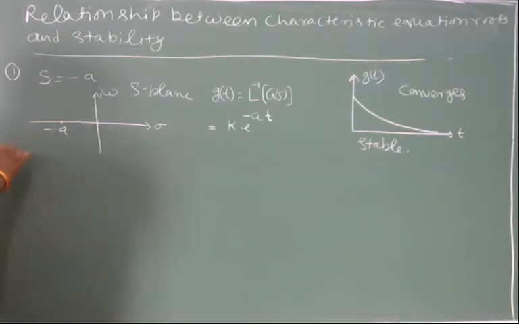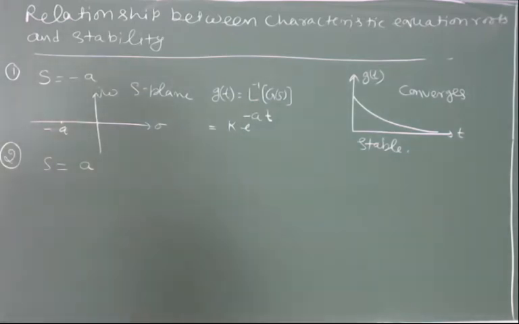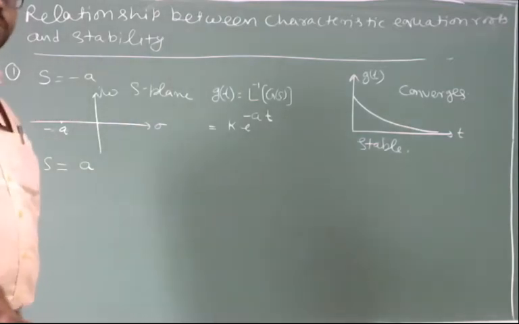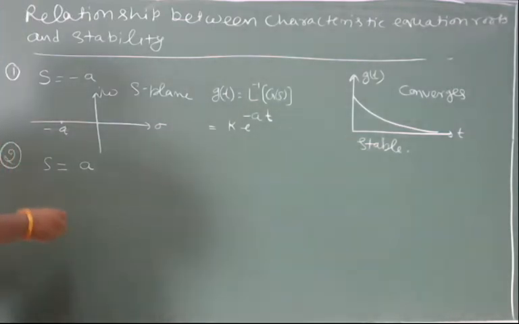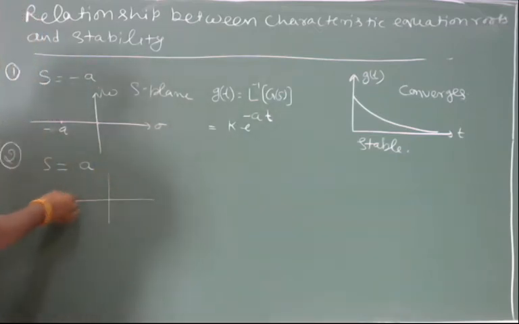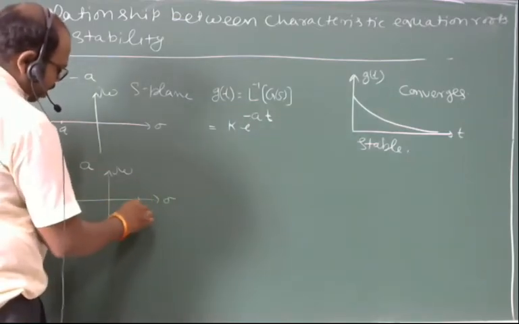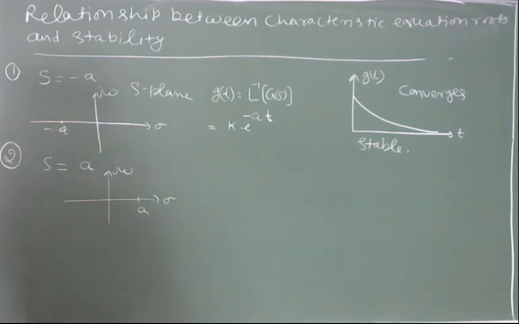Case 2, if the roots lie in the right half of S plane. Roots means poles of the system. Roots of the characteristic equation means poles of the system. So, if the poles of the system lie in the right half of S plane, it means here I have A in the right half of S plane.